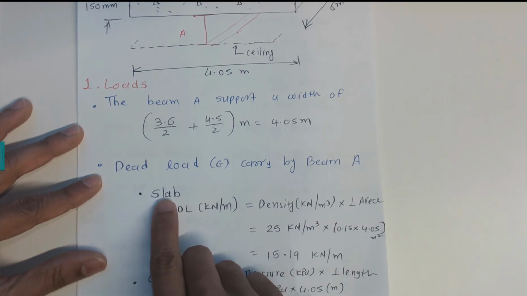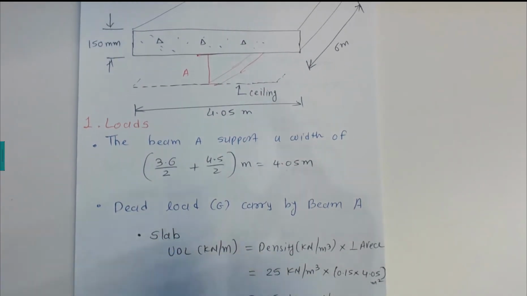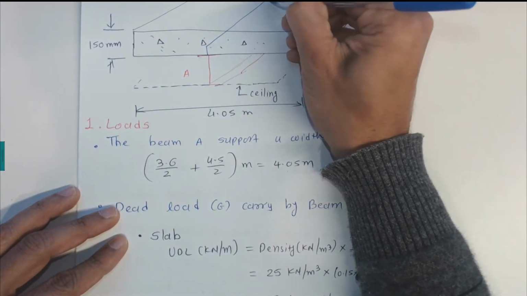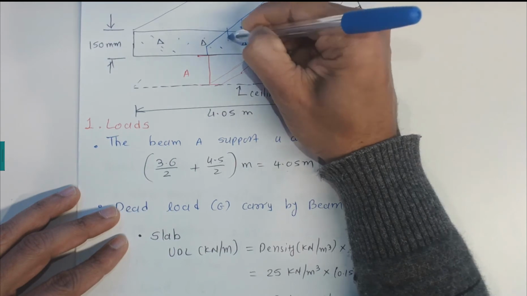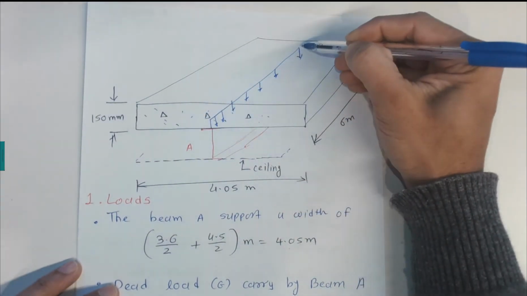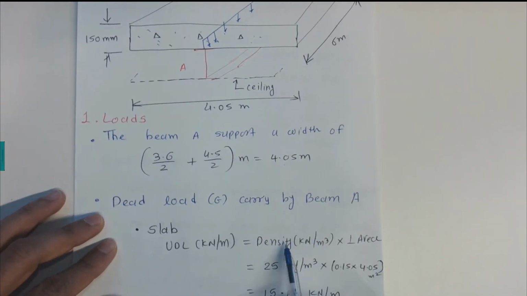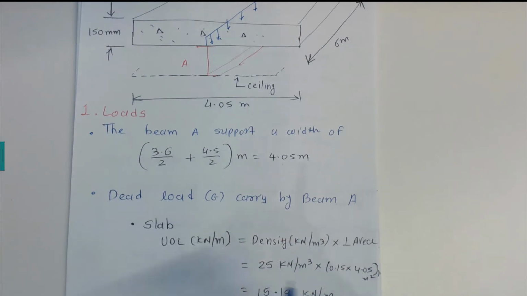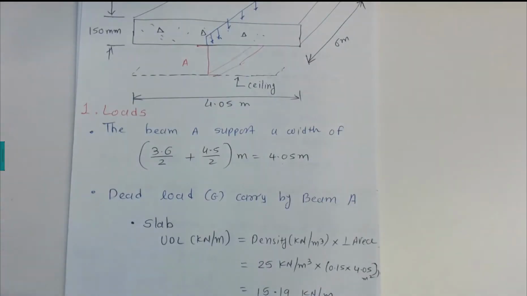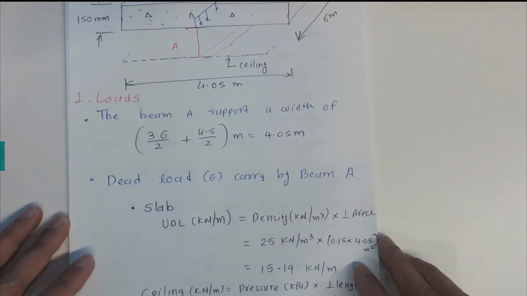So first let's talk about the slab. The load coming from the slab is a UDL. This slab creates a UDL due to its weight on the steel beams, so that is the UDL coming onto beam A. Now the density of the slab is given in the question, that is written here. The density of the slab is 25 kilonewton per meter cube.